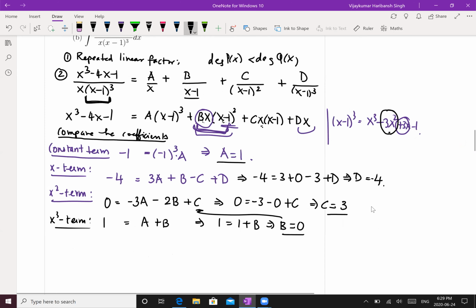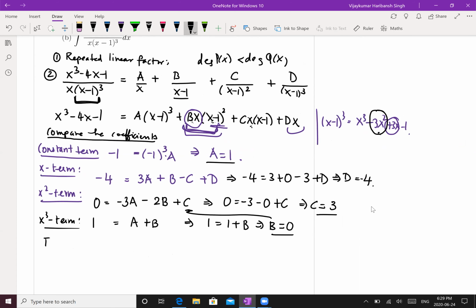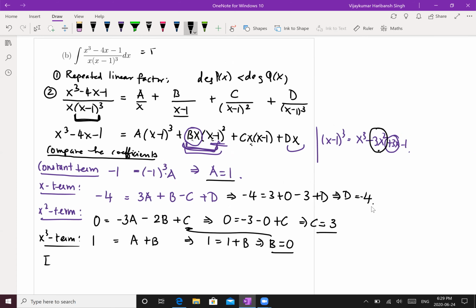Let's put it back. So we get our integral I. Let's call this integral I. The inside part split as partial fractions. So we have a over x. A is 1, so 1 over x. B over x minus 1, which is 0 over x minus 1. So that will not participate in the integral. Plus c, which is 3 upon x minus 1 square, plus d, which is minus 4 upon x minus 1 cube dx. So this whole process was to write it as these partial fractions because each of them is easy to integrate.